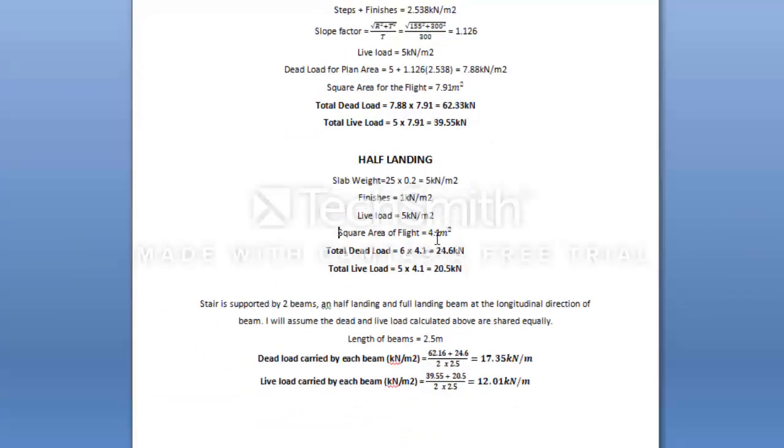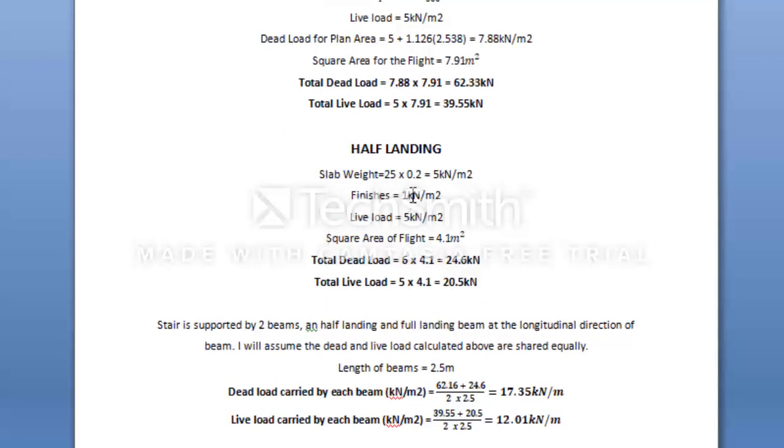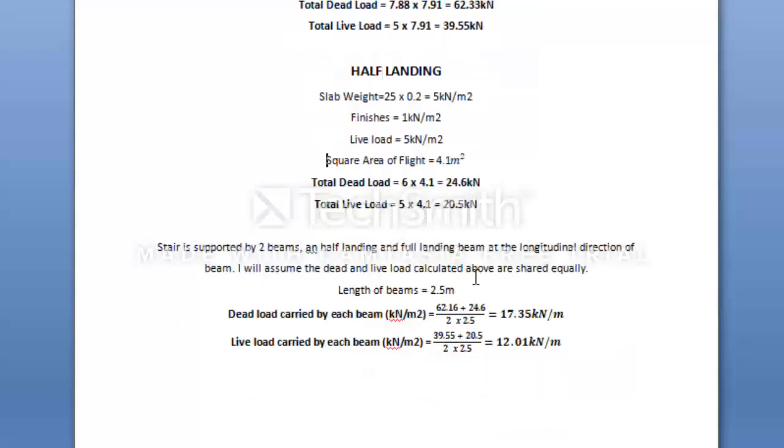So you multiply this area by your total dead load. My total dead load for the half landing is 5 plus 1. The finish is a dead load, the slab is a dead load. So 5 plus 1 is 6. So total dead load is 6 times 4.1. That gives me 24.6 kilonewton. Live load will be 5 times 4.1. I'm using 5 as my live load. 5 times 4.1 will give you 20.5 kilonewton.